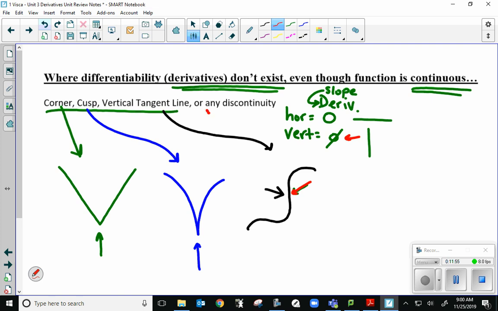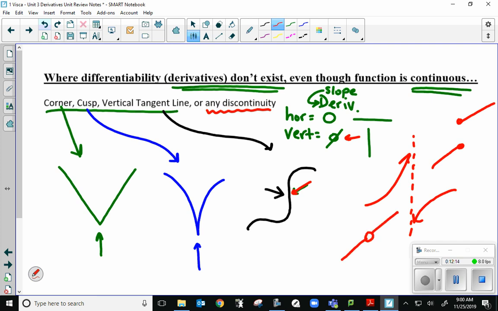Anytime something is discontinuous, I hope you know you can't take the derivative. Vertical, not vertical tangent line, vertical asymptote. Can't take the derivative there. Where a graph jumps, I can't take the derivative there. A hole in the graph, I cannot take the derivative there. Anything that creates discontinuity, you can't take the derivative of.